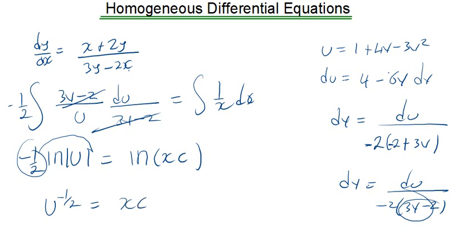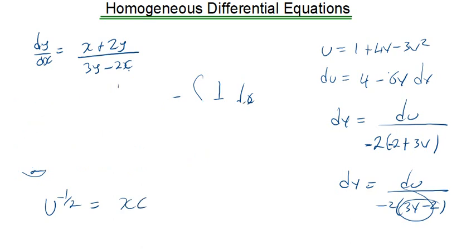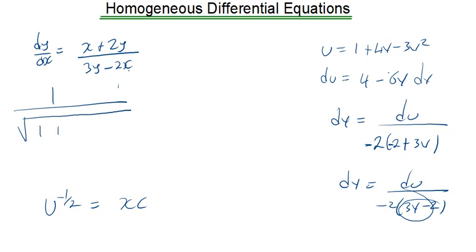But remember, we know how to deal with that part. We can say it's 1 over the square root of u, but what's my u? My u is 1 plus 4v minus 3v squared, but where is v again? I'll put y over x, minus 3y squared over x squared, is equal to xc, like that.